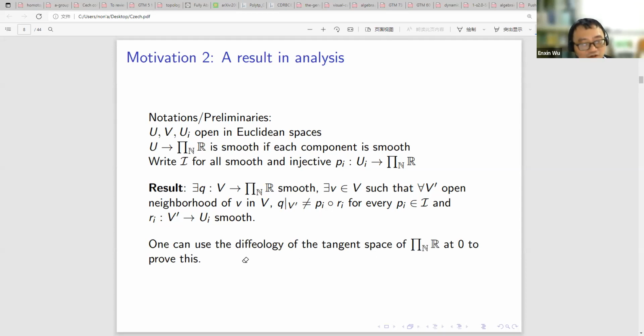So I will not talk about this example, but if you are interested, you can use the diffeology on the tangent space to prove this. This is an infinite dimensional space, so the tangent space is also infinite dimensional. In differential geometry, we usually study the vector space structure. But in diffeology, you can also put a diffeology on this tangent space, this vector space, and you can use this diffeology structure to prove this result. So this is my second motivation.